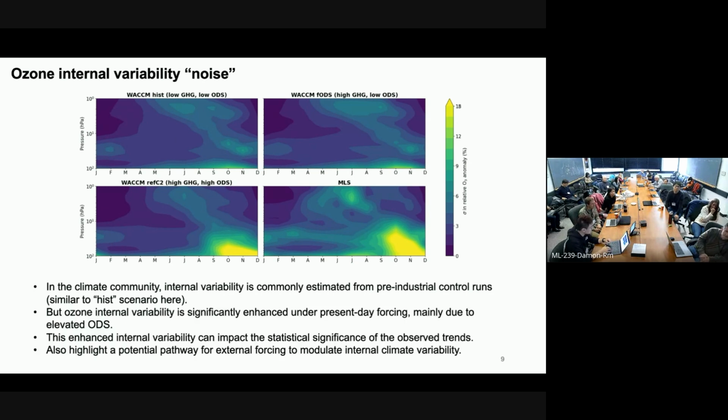And also, because of the ozone internal variability, the ozone itself can feed back onto the temperature and general circulation, so it provides a potential pathway for this external forcing to modulate internal climate variability.